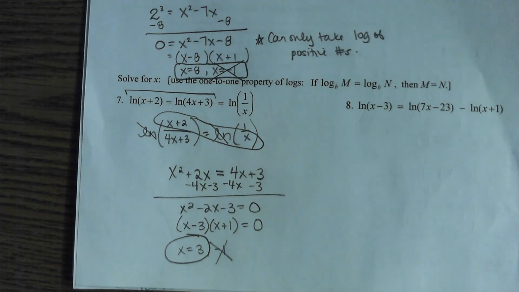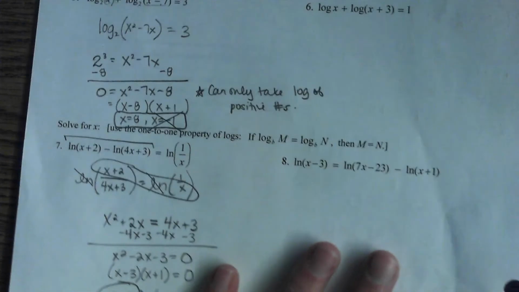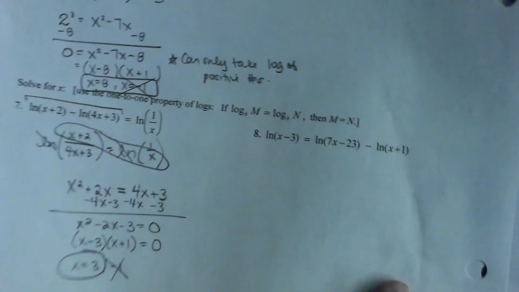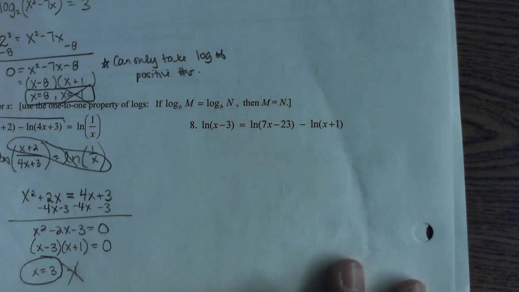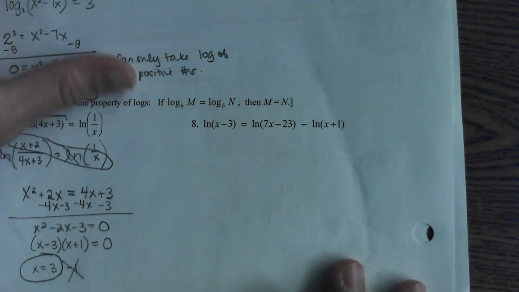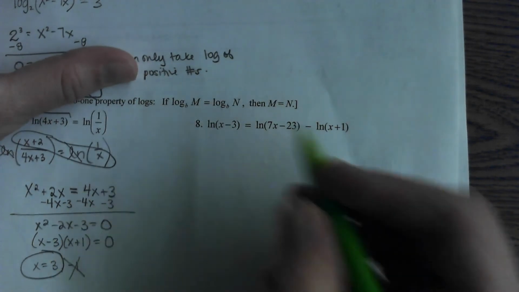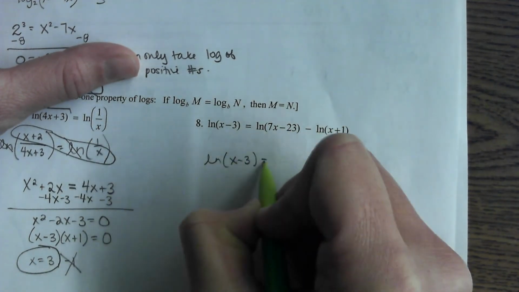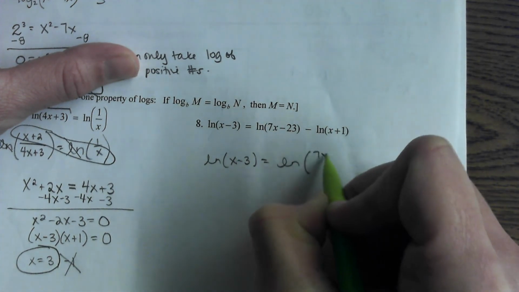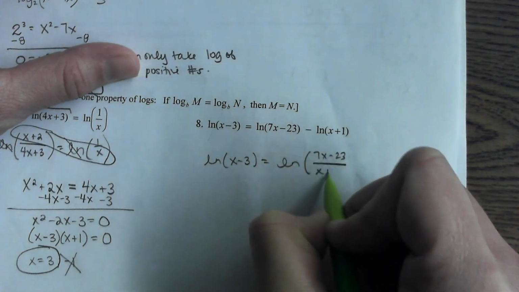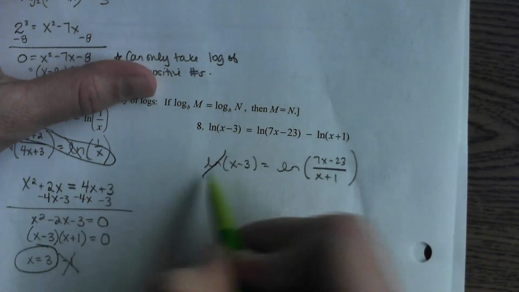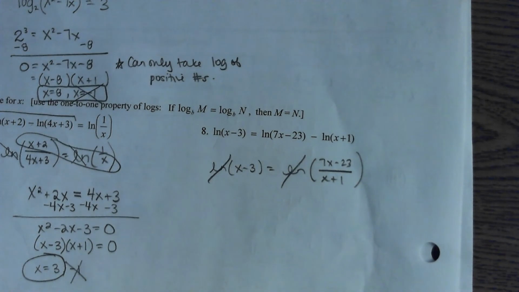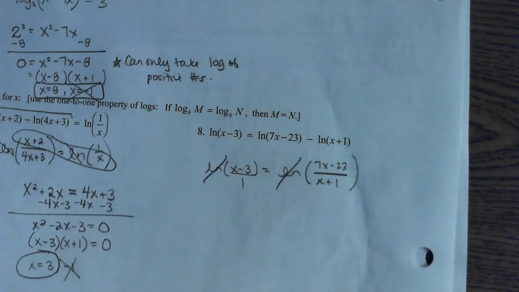Good? Do you foresee any issues with 8? The only thing I can maybe see is once you cancel your logs. Okay, yeah, exactly. It's not a fraction equals a fraction anymore, but you would just put that over 1 and still cross multiply. Good?